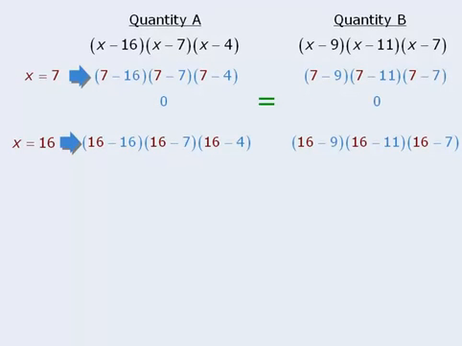In quantity A, notice that this binomial evaluates to be 0, and any product that includes 0 must evaluate to be 0. Now in quantity B, none of these binomials evaluate to be 0, so we can be certain that their product does not evaluate to be 0. Notice that we don't need to find the actual value of quantity B here. Since we already found one case in which the two quantities are equal, all we need to do now is find a case in which the two quantities are not equal, and we can then be certain that the correct answer is D.